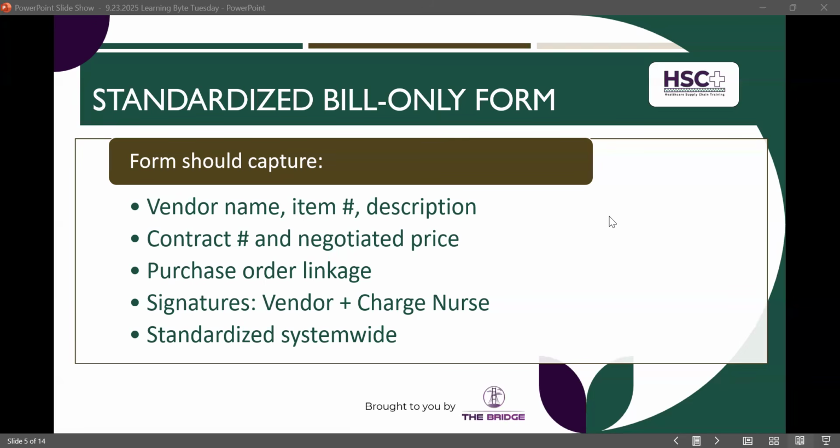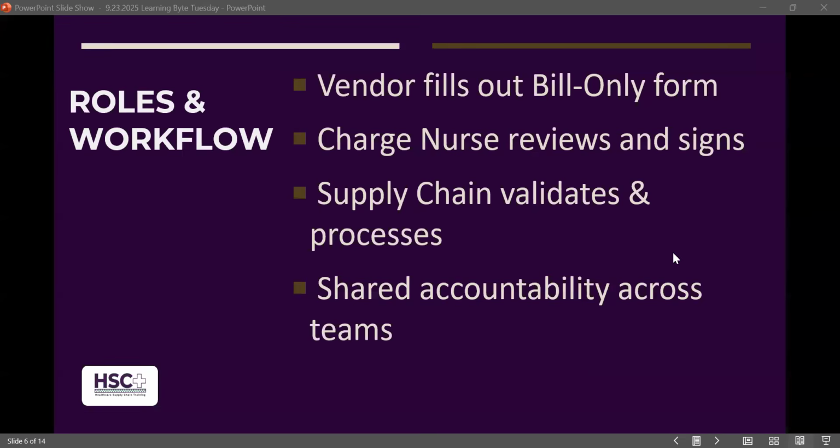And that just helps everyone in communication, training, making sure everybody sticks to standard work. Okay. So thinking about roles and responsibilities and workflow, right? So the vendor fills out the bill only form. So you got to make sure that your OR has a stack of these blank for vendors to fill out.